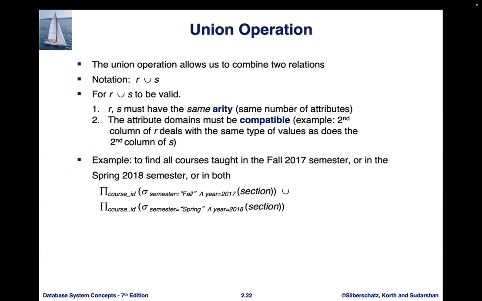An example is that the second column of R deals with the same type of values as does the second column of S. So these are the same relation. Example, to find all the courses taught in the fall 2017 semester or in the spring 2018 semester or in both. So that's basically the union operation where we say, select from the section table where semester is fall and year is 2017 and give me the course IDs only. And we also do a select where spring is the semester and year is 2018. We do a selection from the section, and then give me the course IDs. And now we combine with the union operation. We say, give me all the course IDs that are in this table and in this table, including those that are common as well. So that's the union operation.